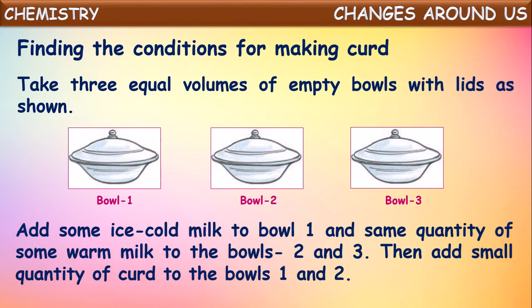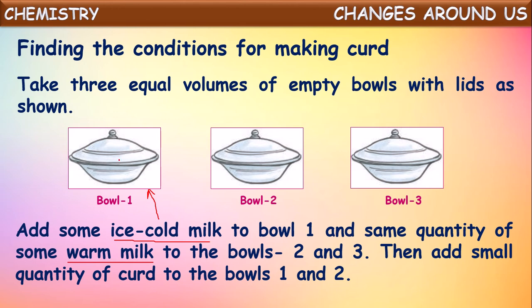Now add some ice cold milk into bowl 1. So to the first bowl we have to take ice cold milk, chilled milk, and into the second and third bowls we have to take warm milk, lukewarm milk, into the remaining 2 bowls, second and third bowls. Then add small quantity of curd to the bowl 1 and bowl 2. We did not add anything to the bowl 3, just we have taken warm milk into bowl 3.